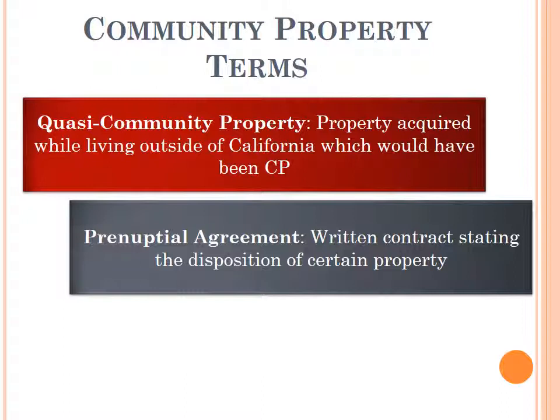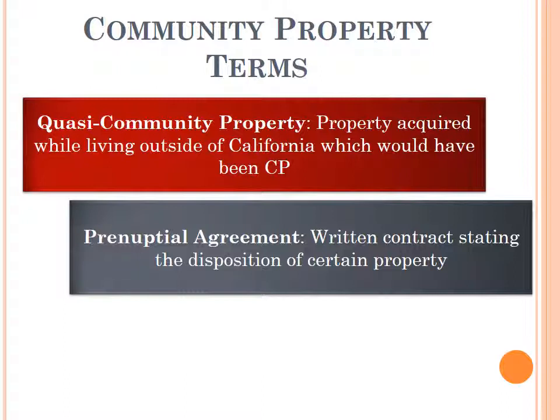There's another type of community property which I want you to be aware of. It's called quasi-community property. Quasi-community property is property which is acquired while living outside of California, but it would have been community property if the couple was inside California at the time. Because different states have different rules regarding community property, there may or may not have been community property in the state which a couple is coming from.